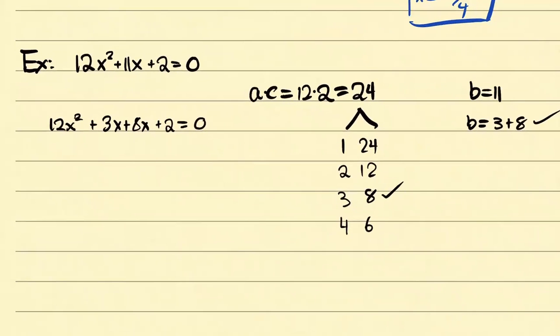So what I'm going to do is group this. This is why it's called factor by grouping. I break these up into 2 different pieces. And I'm going to factor out a 3x in this term, so I'm going to leave a 4x plus 1. And then over here, I'm going to factor out a 2 to get 4x plus 1.